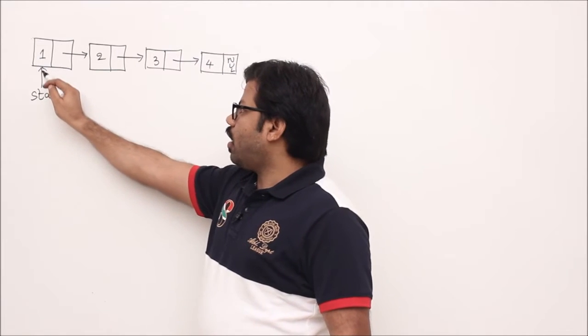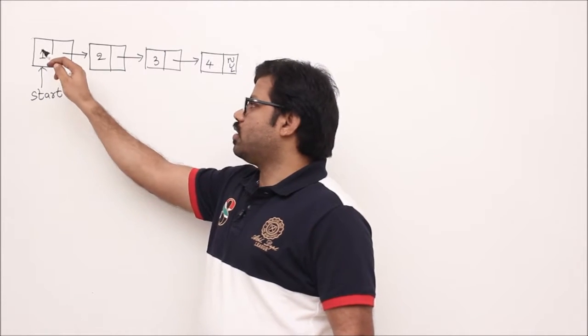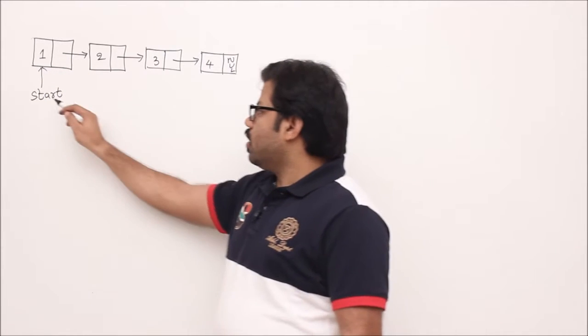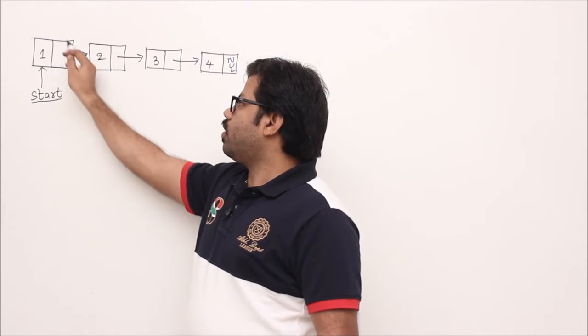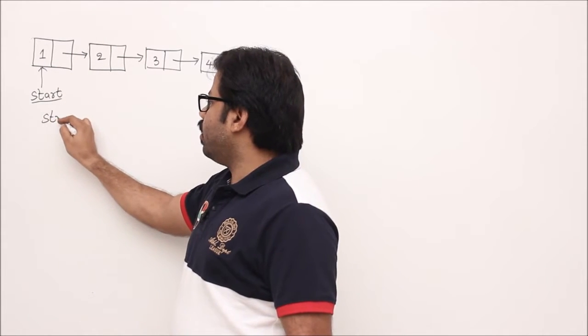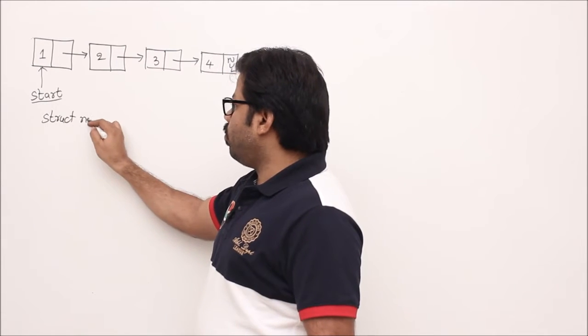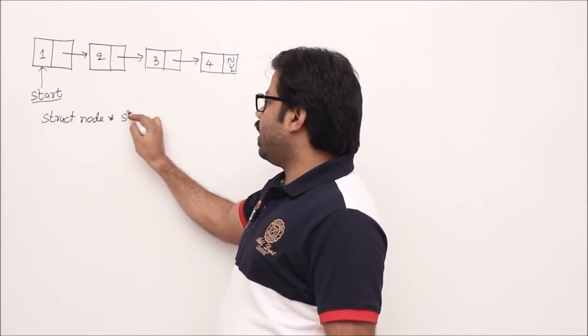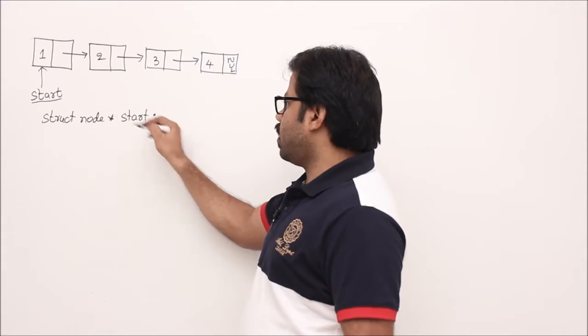Start, what are you doing? I am pointing to a box which is the starting of the linked list. Then start, I can say, is a pointer to the first box. Any box pointer can be declared as a struct node pointer, isn't it? So the data type of start is struct node pointer start.